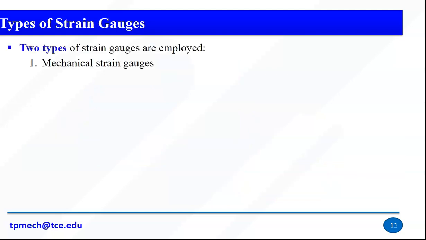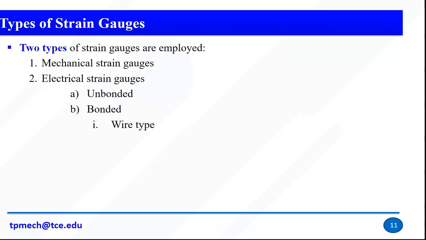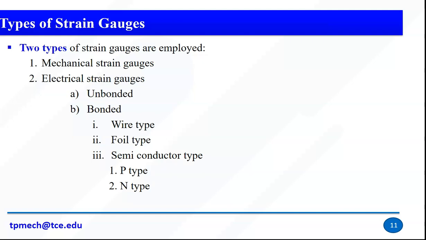Right, two types of strain gauges are employed. One is mechanical, another one is electrical strain gauges. Electrical strain gauges have two classifications: unbonded and bonded. In bonded, we have wire, foil and semiconductor. And in semiconductor, we have two more types: P-type and N-type. So we are going to see all of this.